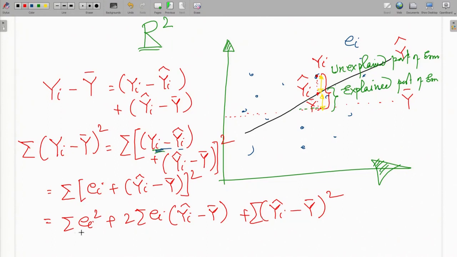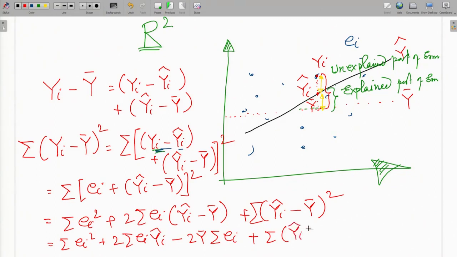The important part here is that if I expand this, we get summation ei square plus 2 summation ei (yi hat minus y bar). Now the y bar is constant, so I can bring it out of the summation sign, and here I have my ei, and then I have this full term (yi hat minus y bar) whole square. Now, let us look at these two terms which are really important here.